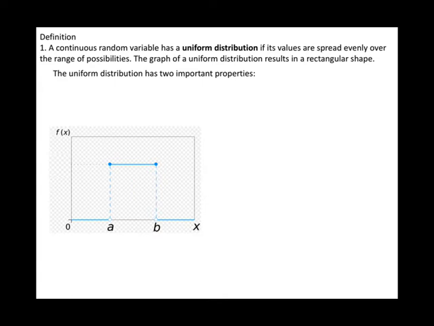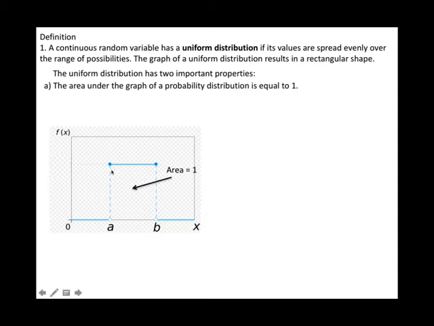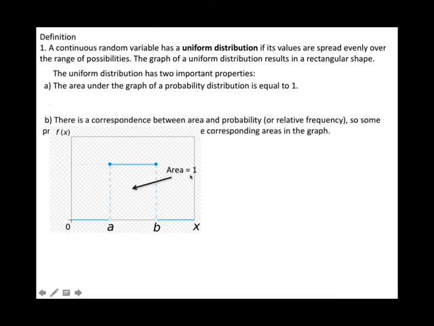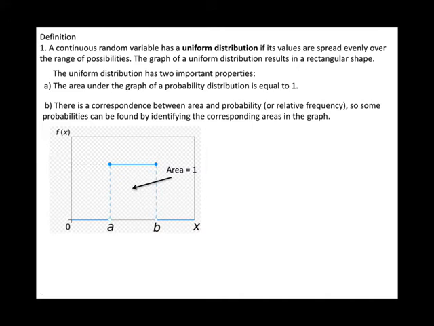The uniform distribution has two important properties. First one, the area under the graph of probability distribution is equal to 1. So make sure you remember that for the uniform distribution, the total area for this rectangle will be equal to 1. And there's a correspondence between area and probability or relative frequency. So some probabilities can be found by identifying the corresponding area in the graph. This is talking about area being equal to probability. So if they are looking for the probability, it means they're looking for the area.